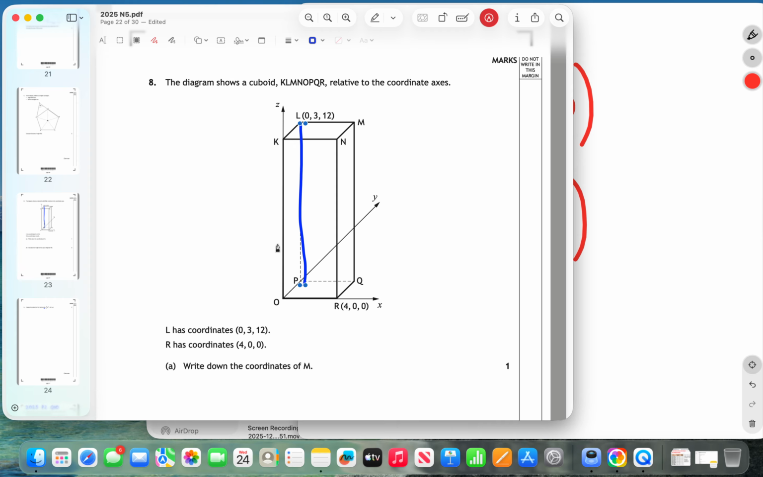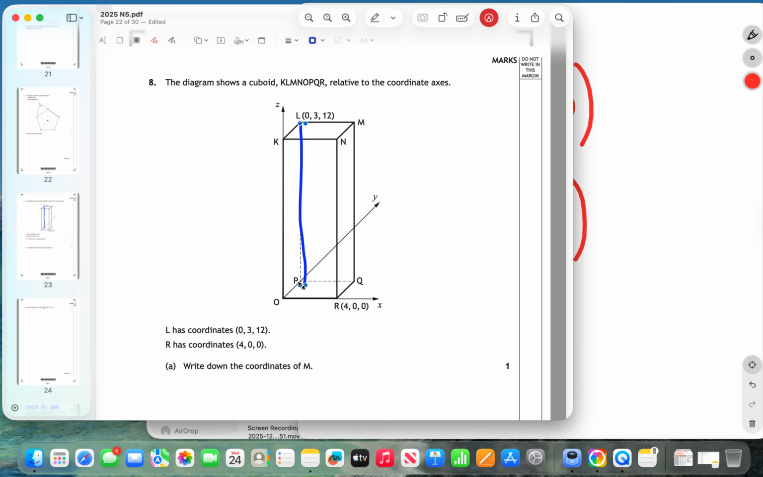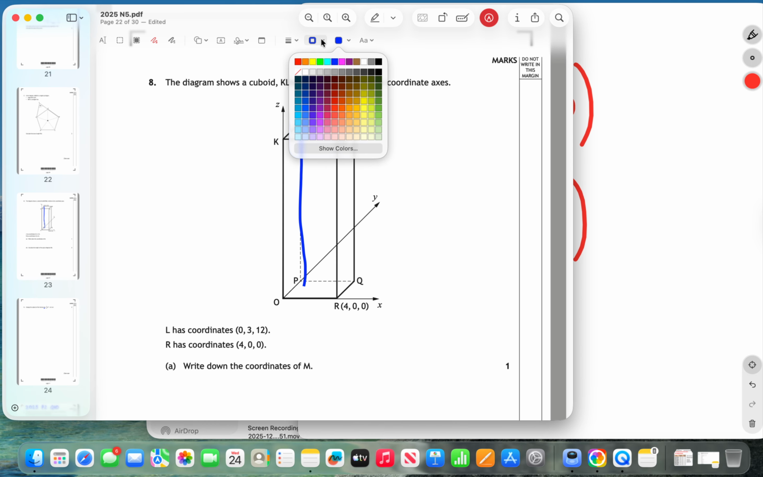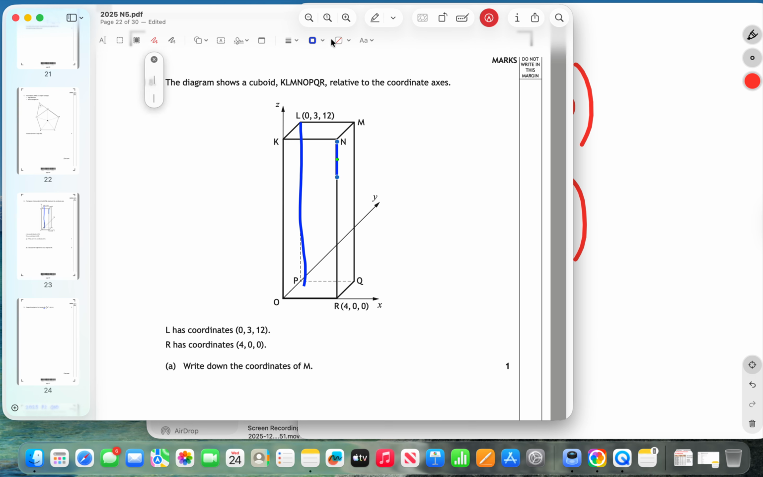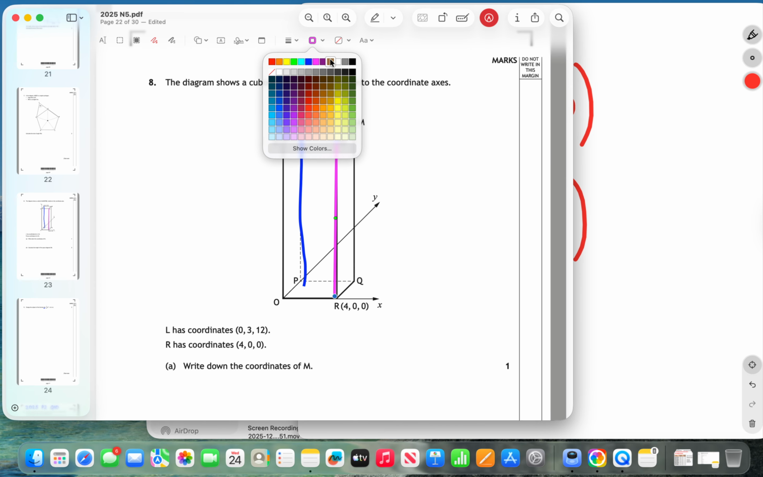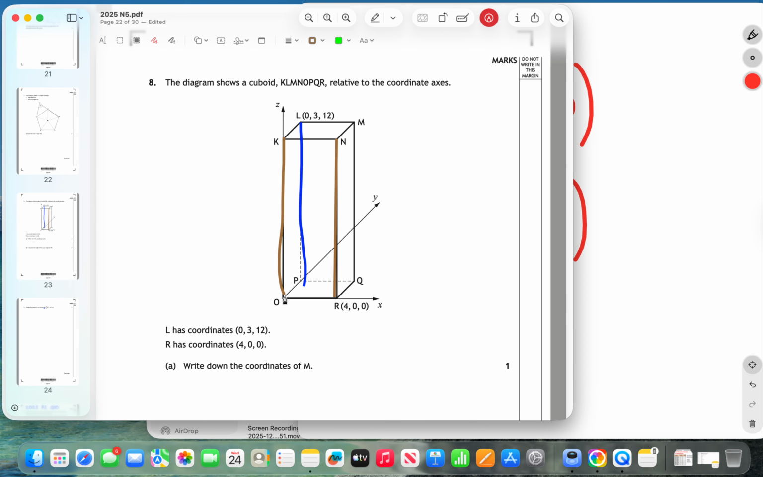And M, now you see that to go from P to L you go 12 up the z-axis. Well, logically, because it's a cuboid, that edge, I'm going to mark these in, this edge, this edge, and this edge, those 4 edges must be the same length.